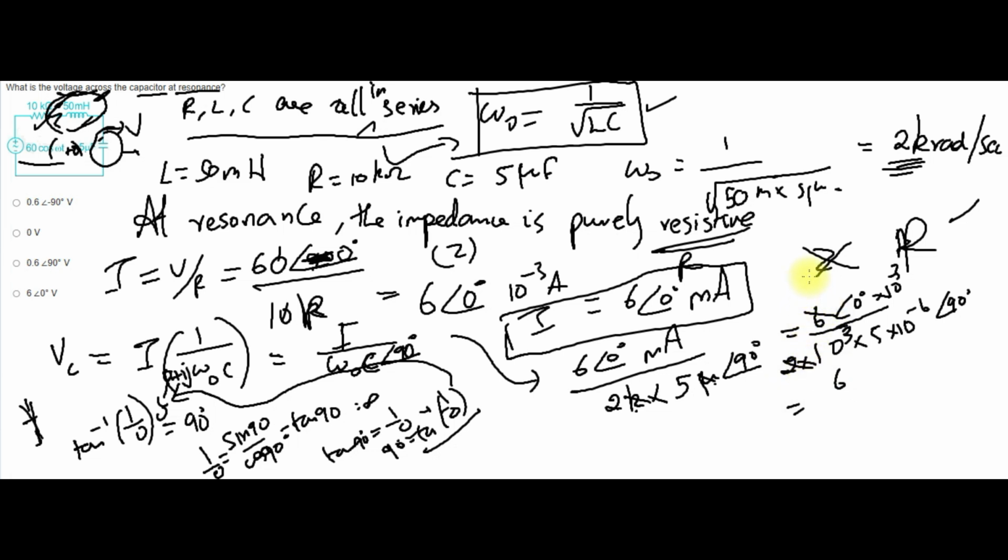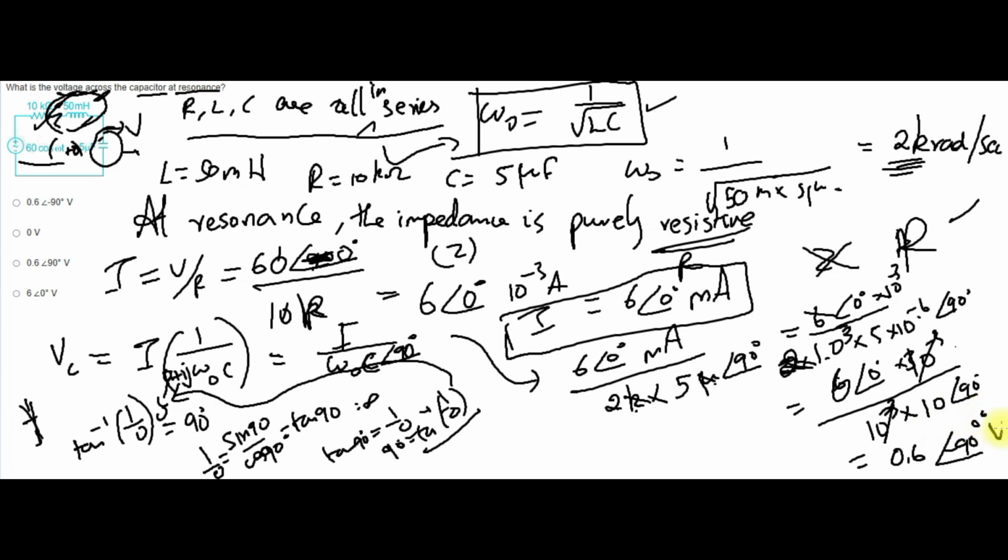It is a very simple way. Otherwise, no need to cancel. For simplicity, I'll tell you: 6, let it be as it is, angle 0 degree into 10 to the power minus 3, divided by 10 to the power 3 into 10 to the power minus 6, multiplication gives 10 to the power minus 3. So 10 to the power minus 3 into 2 into 5, that is 10, is it right? And then angle 90 degree. The 10 to the power minus 3 cancels. If angle 90 degree goes to the top, it will be minus 90 degree. Never forget, what is 6 divided by 10? 0.6. So 0.6 angle minus 90 degree voltage, that is the V. Never forget, you have to write the answer as 0.6 angle minus 90 voltage.